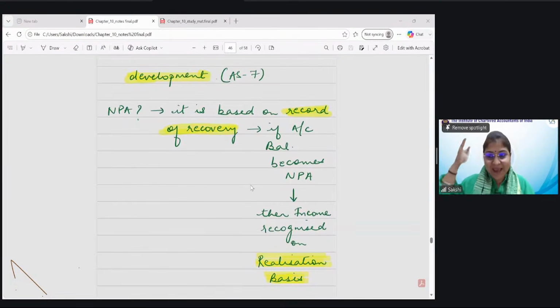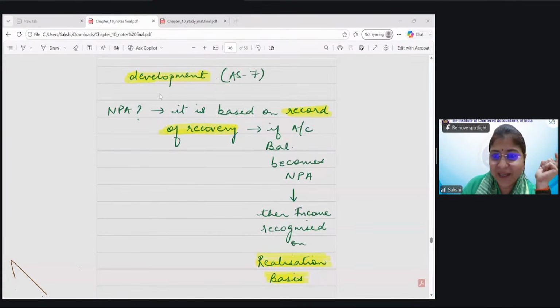See, AS9 is so crystal clear now. Realization basis. AS7, project completion basis. AS19 again, income recognition. How will it be recognized? So all of this is done.